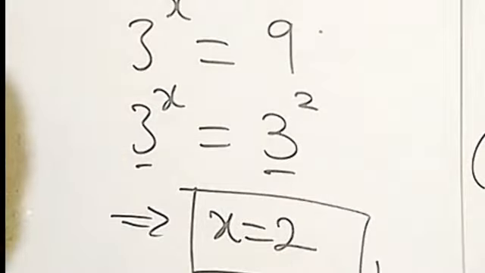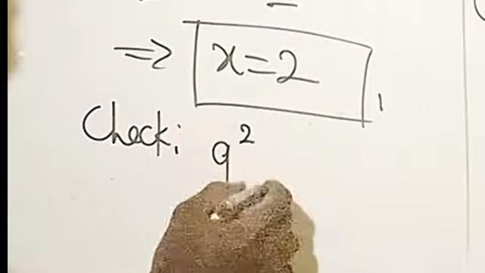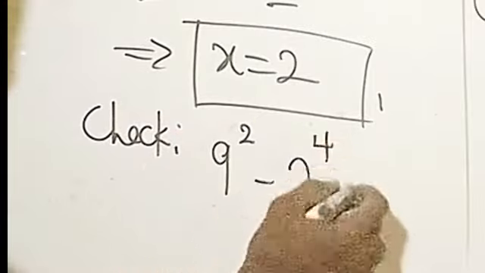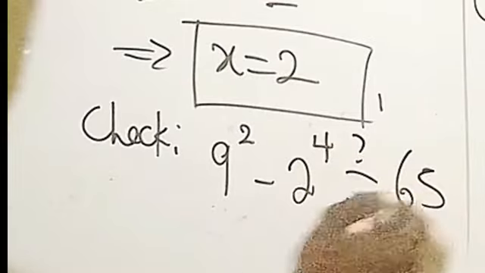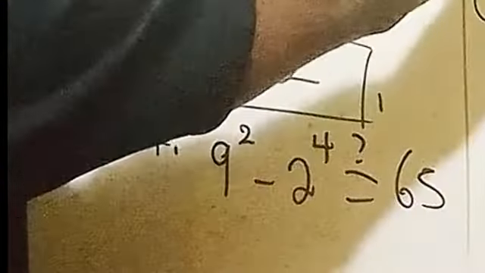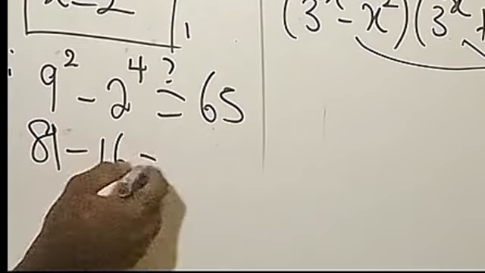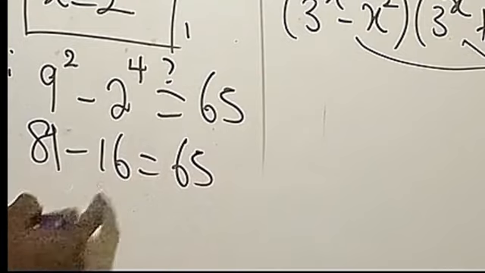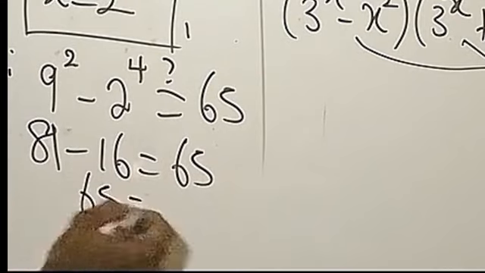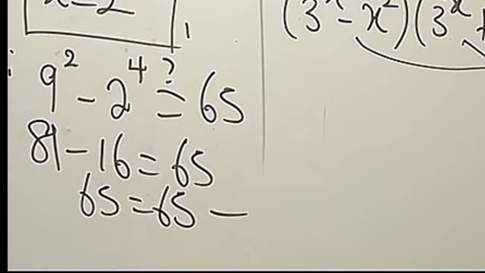Now you can check whether what you have is right or not. Check 9 to the power of 2 minus 2 to the power of 4. Is it going to give us 65? If you put the value of x here, you can see that it's going to be 81 minus 16, and that's going to give us 65. So we have 65 equals 65. Can you see that? And that's the solution.